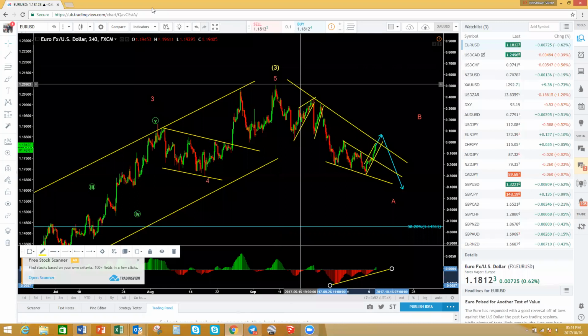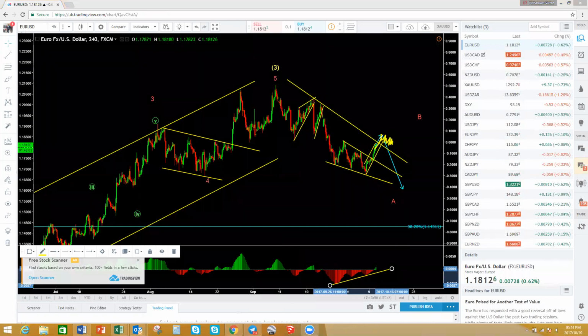Wait for it to break here and do this. Then we're ready to go long term on Euro US dollar. All the way up to 1,250. That's over 300-400 pips to the upside.